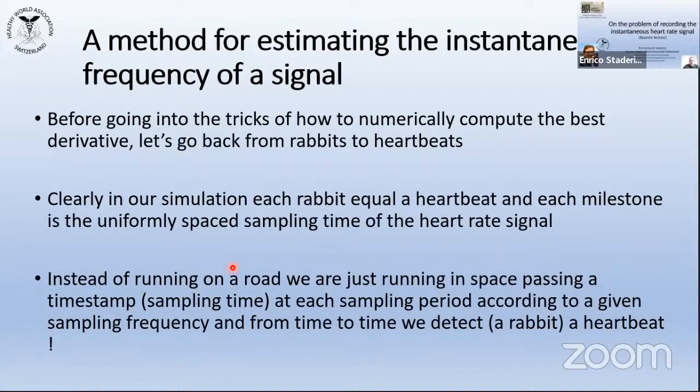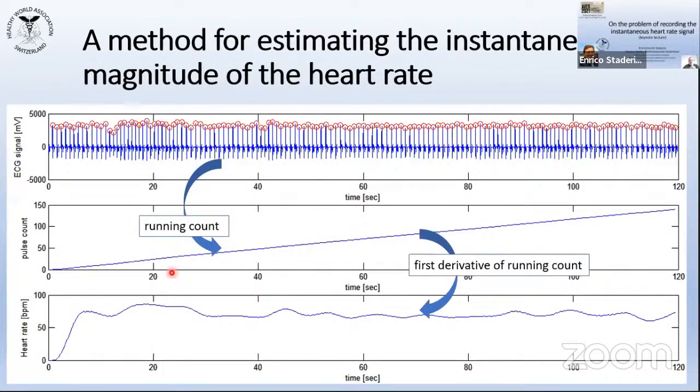Okay, now look at what we can do. In the first place, on the first tracing, we have the ECG signal with all the QRS, all the heartbeats detected. On the second signal, we have the running count, that is the pulse count. Of course, we start from 0 and we go on.